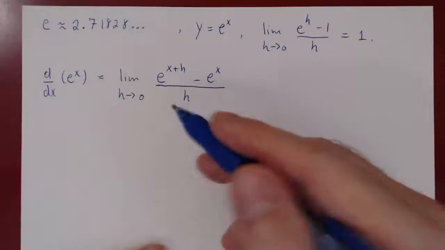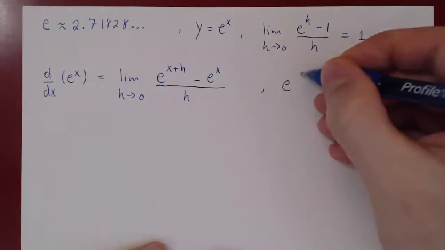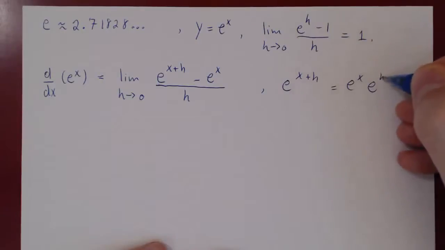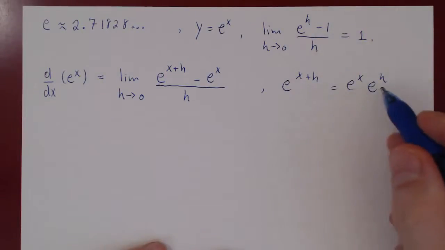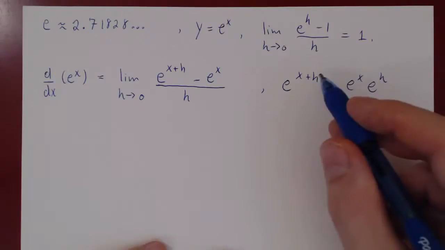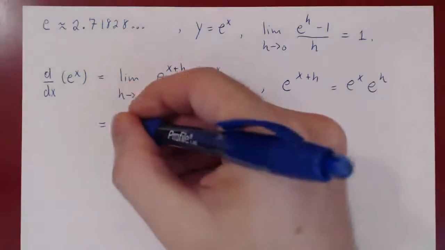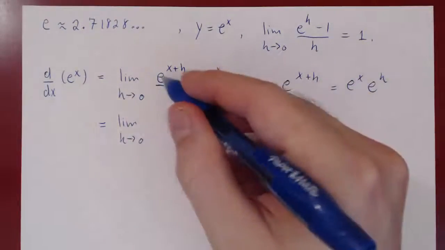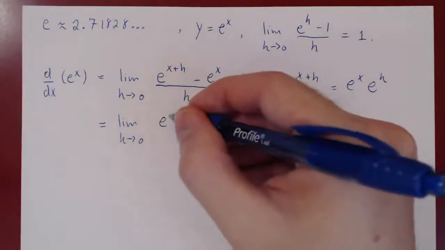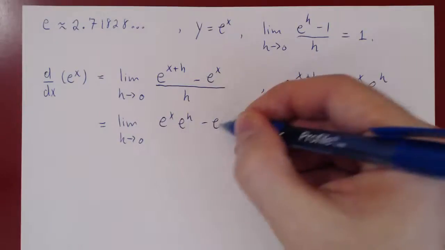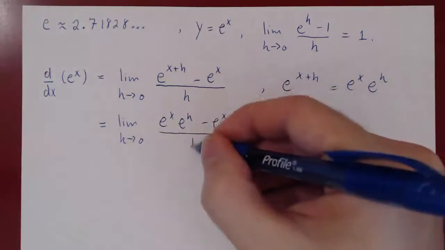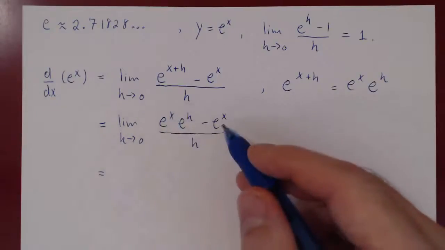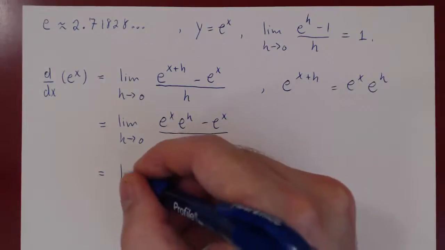Well, let's just rewrite this term here, because we know e to the x plus h is just e to the x times e to the h. If you multiply the same base, you add the exponents. So the limit as h goes to 0 is e to the x times e to the h minus e to the x, over h. Now both terms on top are multiples of e to the x, so we can factor it.